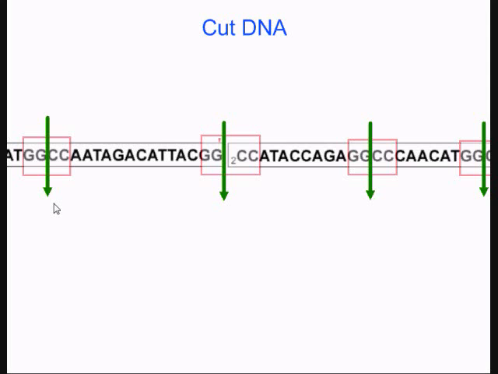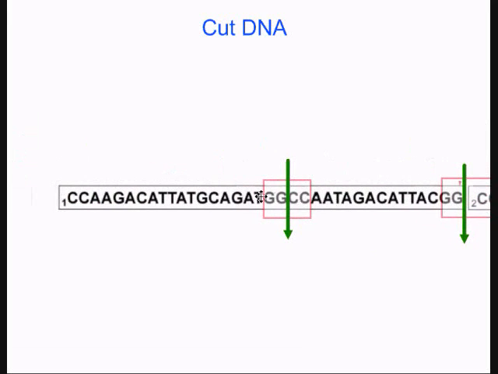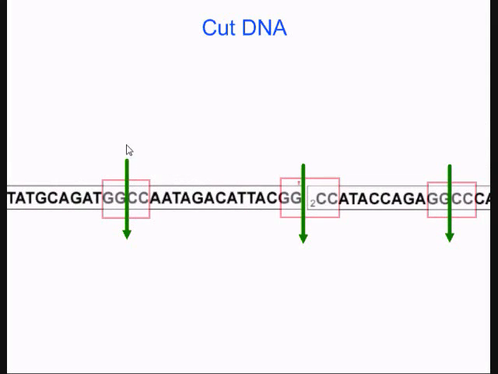And where I want you to cut it is right in between the GG and the CC. So you see how I put a green arrow right here? Cut right in between the G and C on all those. So let's take a look here. Here would be our first one. We'll cut right here. And we'll continue on.